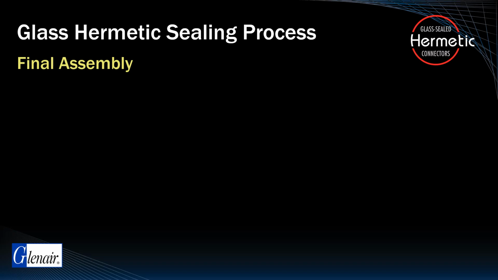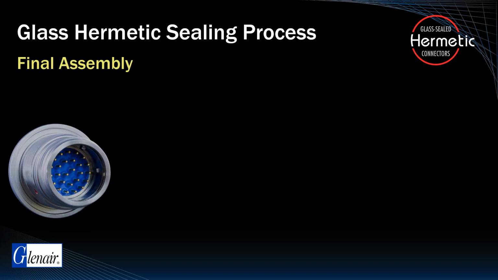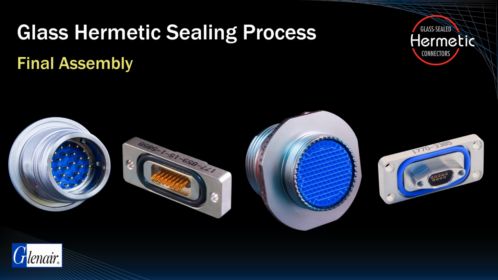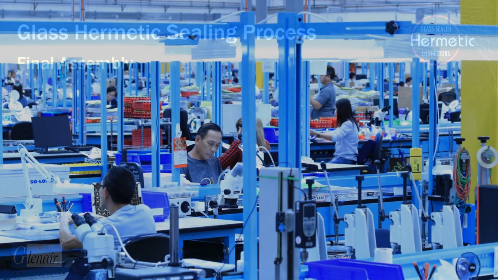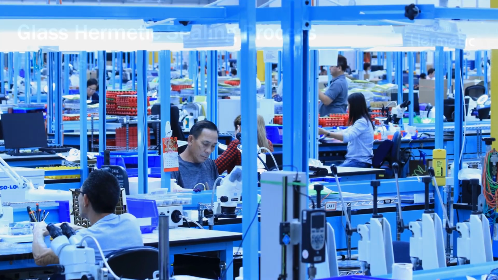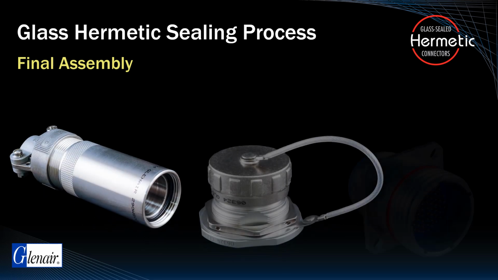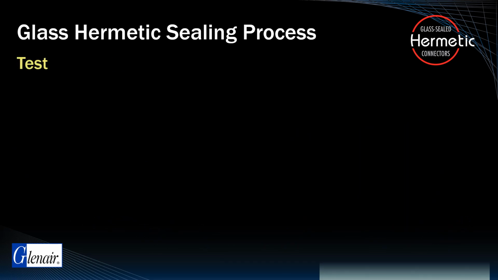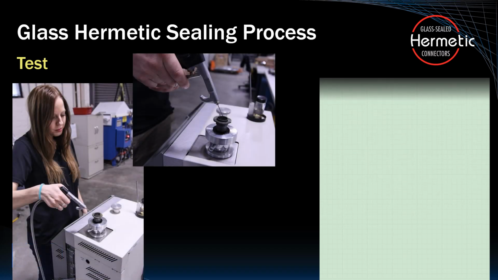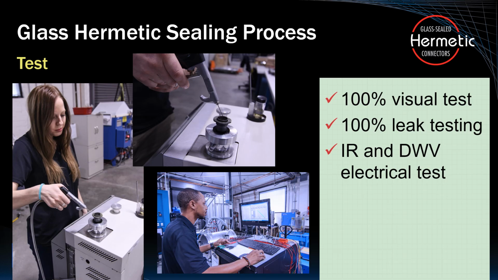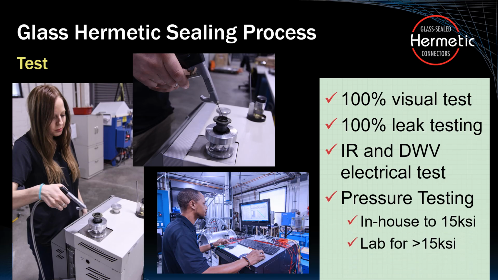As mentioned, most glass-sealed connectors still utilize interfacial seals, gaskets, grommets, and other standard environmental component parts to ensure the parts meet specifications and pass electrical and environmental requirements. The final step in the fabrication process is the assembly of the connector with these additional elements, as well as necessary connector hardware and red banding and marking. Glenair hermetic solutions are always subjected to 100% visual and helium leak testing, electrical testing for IR and DWV, and, depending on application type, in-house pressure testing or lab-based pressure testing.